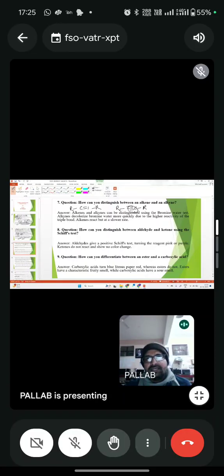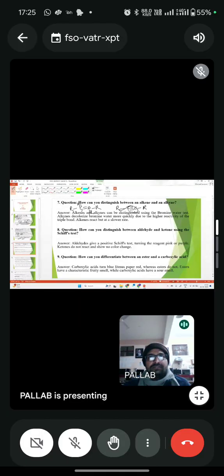Obviously, in the alkyne, there are more multiple bonds. Here there are 3 bonds, and here there are 2 bonds. There will be another R group, right? Another R group. So here there are more multiple bonds as compared to this.